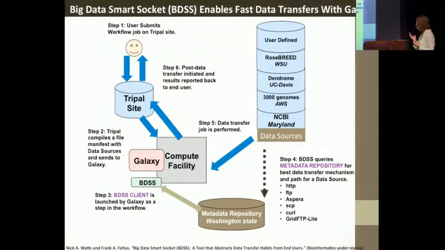Some of the things it'll query: HTTP is the default, because that's how most people provide URLs. But it can also handle FTP, Aspera, SCP, curl, GridFTP Lite. And we're adding more data transfer methodologies. The data transfer is actually performed back to the compute facility. And then the final step, the analyzed data, the output of the pipeline, is returned back to the Tripal site and then back to the user.